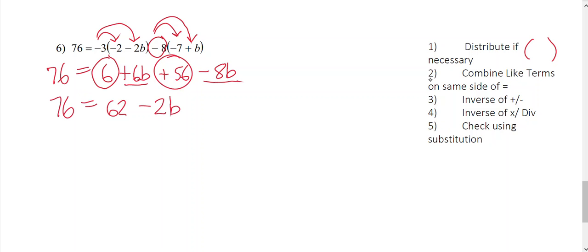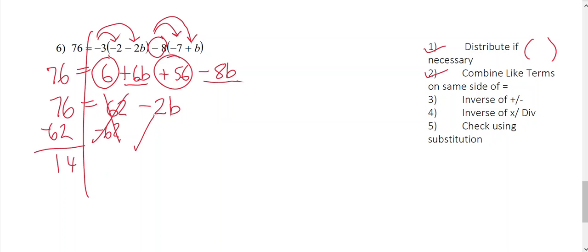After you do step 1 and step 2, you should have a two-step equation where I cancel the constant. This is a positive 62, so I'm going to subtract 62 from both sides. Then I'm going to be left with negative 2b. So I need to divide by negative 2 on both sides, which leaves me with b equals negative 7.